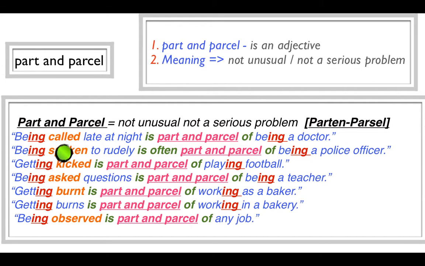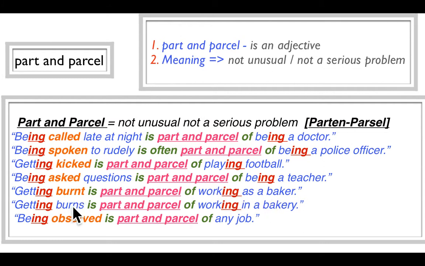Getting burnt is part and parcel of working as a baker. Now it wouldn't make sense if you said is part and parcel of a teacher. That I can't see that making sense. So of being a teacher. And here with another job, getting burnt is part and parcel of working as a baker. When you use the verb working and then the name of a job, you need this construction here, working as a baker, working as a teacher, working as a police officer.